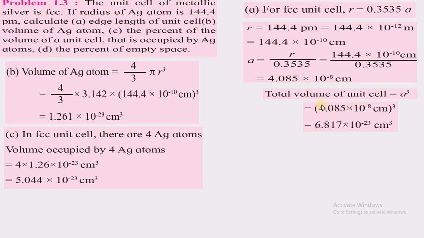Here first you calculate the cube of 4.085, and then 8 into 3 is 24, and if you take the cube of this, 68, and hence the decimal point moves towards the left side by one digit: 6.817 into 10 raised to minus 23 centimeter cube. It is the total value, and we know the packing efficiency.